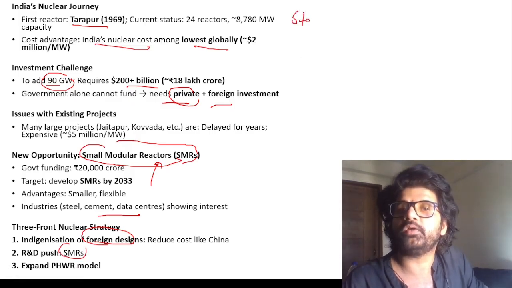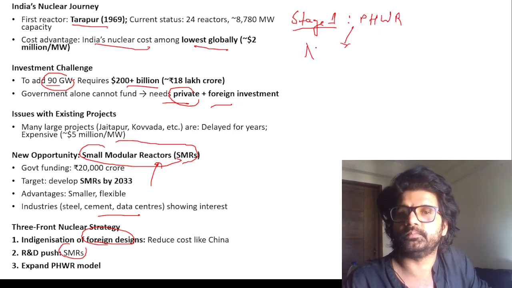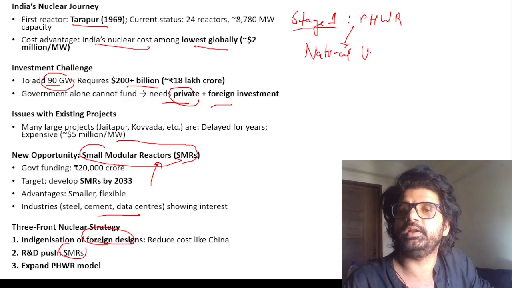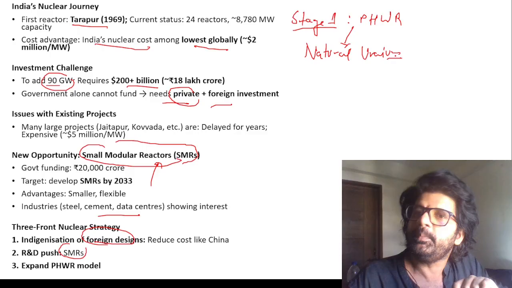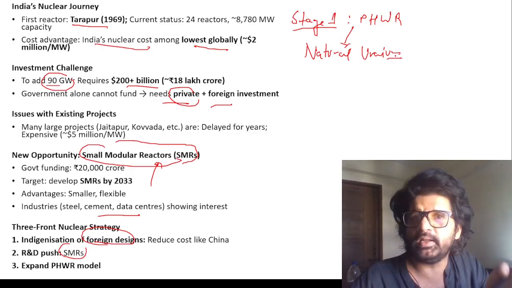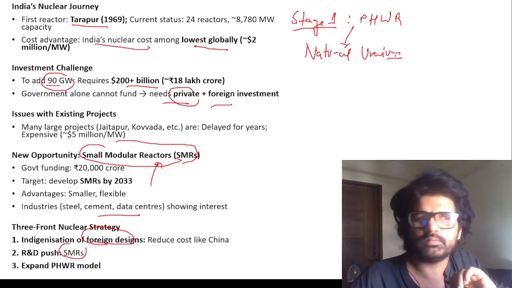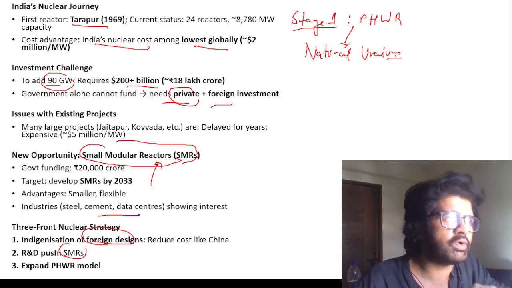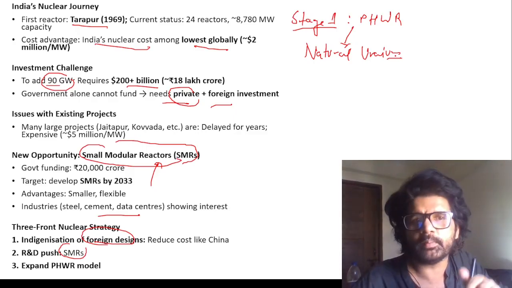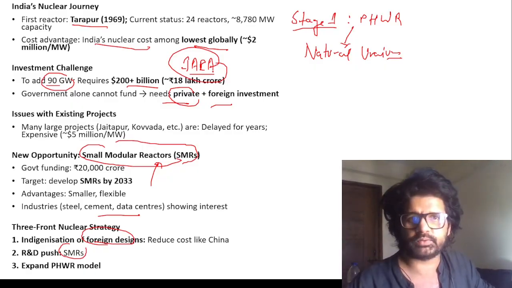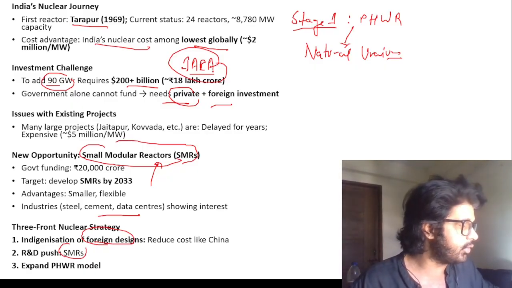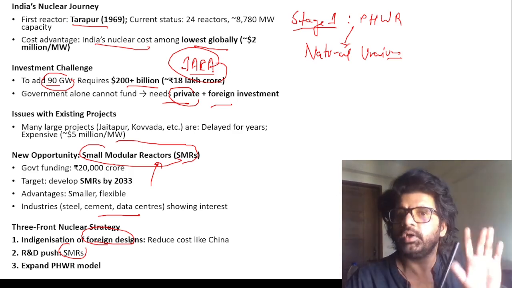PHWR is part of the first stage of the nuclear program, pressurized heavy water reactor, which uses natural uranium. We have seen enriched uranium, where you increase the percentage of uranium-235. PHWRs use natural uranium, which has more than 99% uranium-238. It produces energy, and it's good for us because we have to import uranium, and reactors using imported uranium come under IAEA safeguards, the International Atomic Energy Agency, because they want to see whether we are using imported uranium for nuclear purposes or what. So again, you can understand.